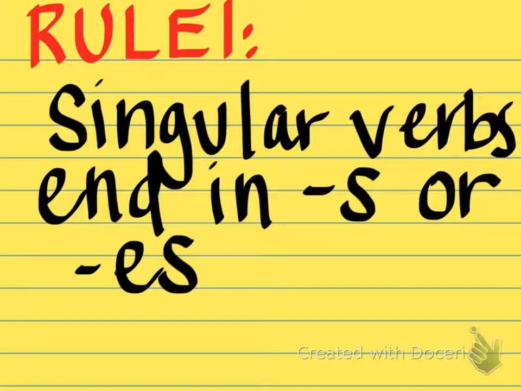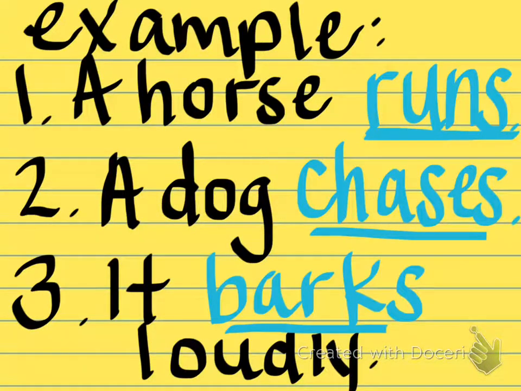Rule number 1. Singular verbs end in s or es. Now this is contrary to what I just said about a singular noun. A singular noun does not end in s or es, but singular verbs do. As you will see in the examples, a horse runs. A horse is a singular subject or singular noun, so we know that we must add s or es to the end of our verb so that it agrees with our subject.